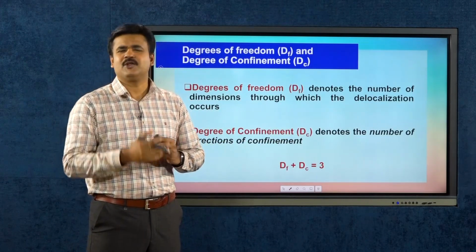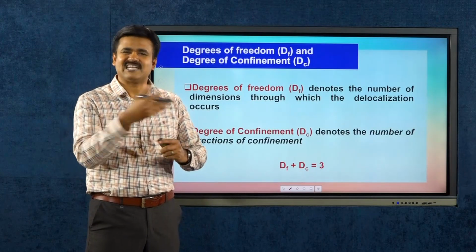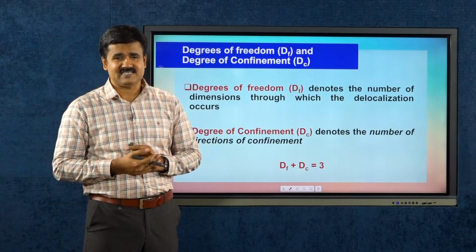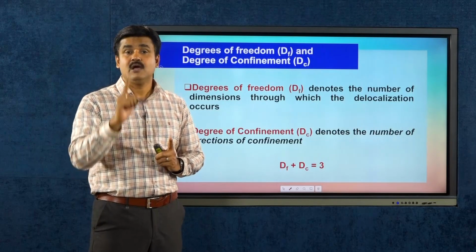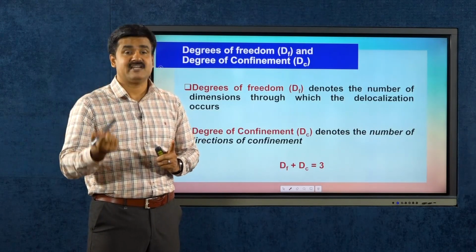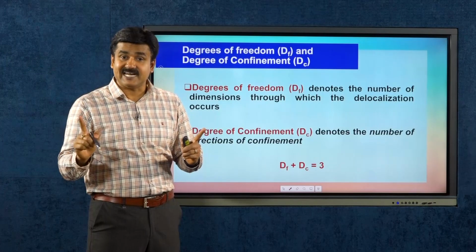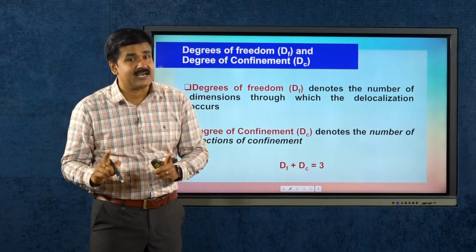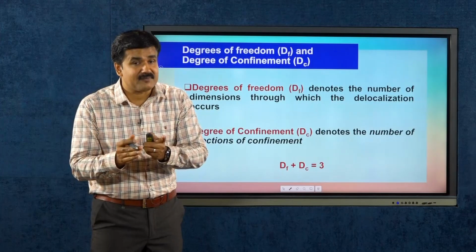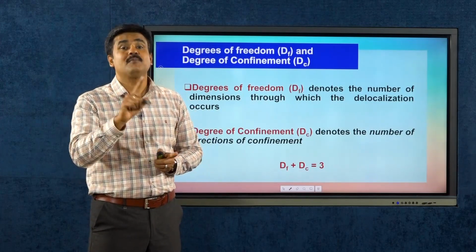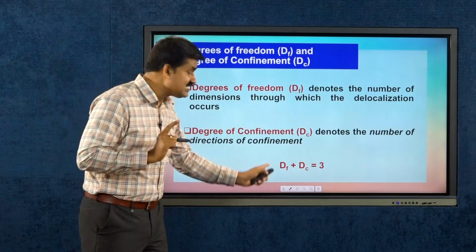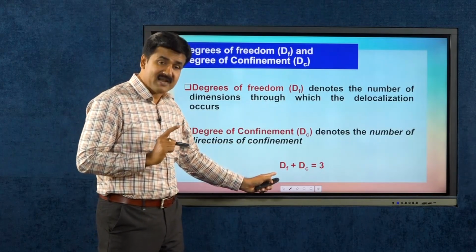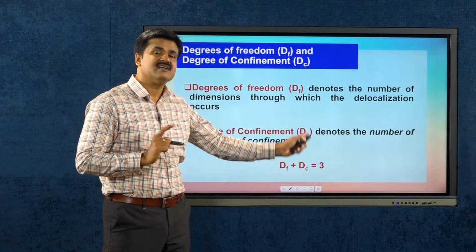For a 1D nanomaterial, how can you explain this? For a 1D nanomaterial, one dimension is outside nano. So, degrees of freedom is 1. In 2 dimensions, it is inside nano. So, degrees of confinement is equal to 2. 1 plus 2 is equal to 3. Hence, the relation degrees of freedom plus degrees of confinement equal to 3.